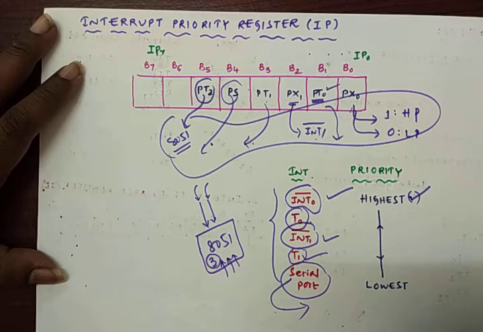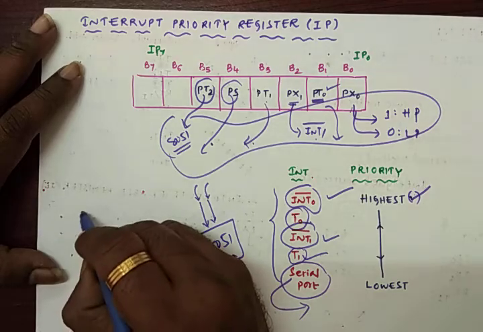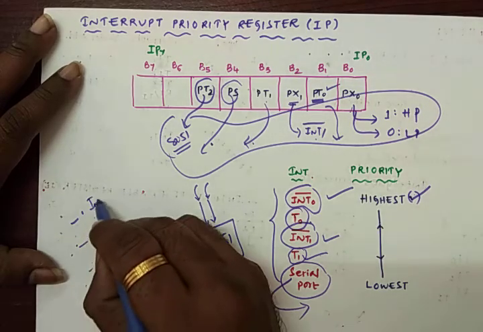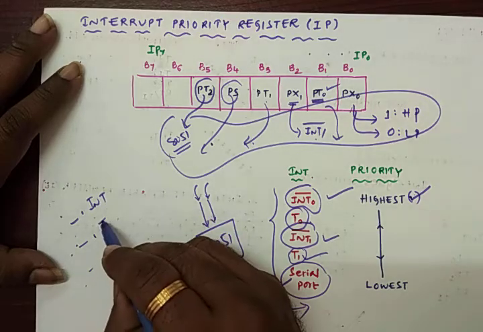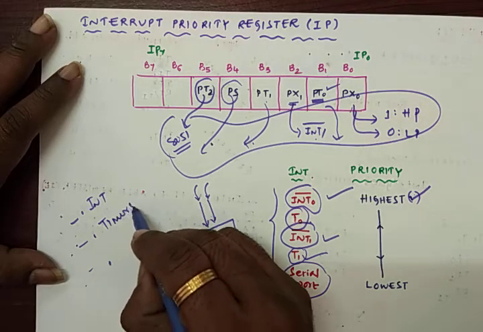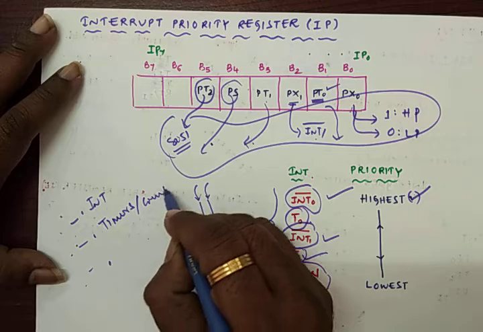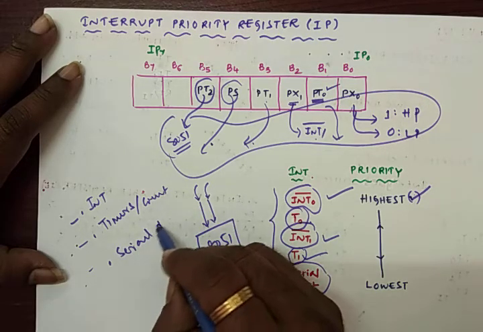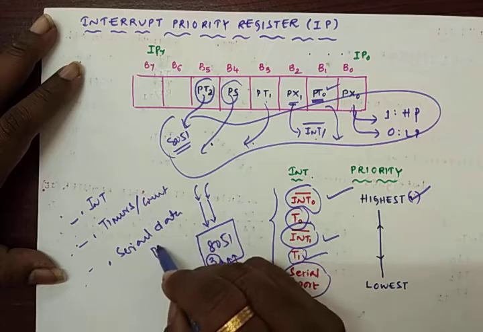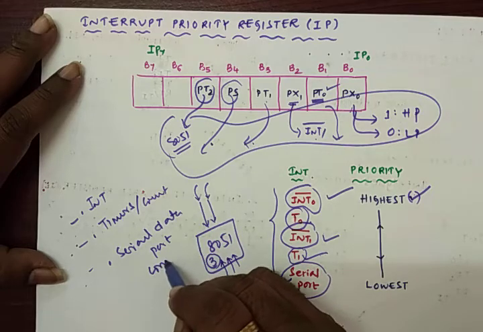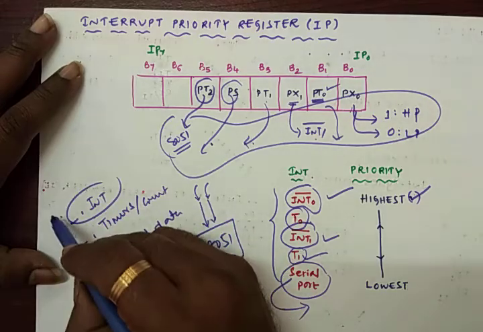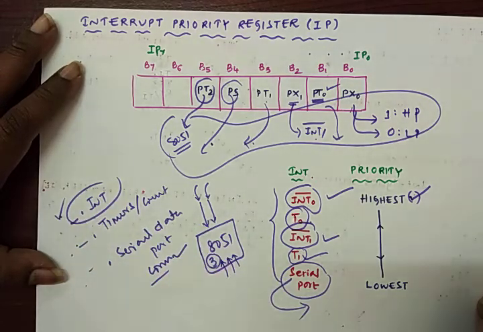And for the 8051 microcontroller, in the 4th unit, only 3 topics are very important. One is interrupts, the second is timers and counters, and the last one is the serial data port, serial port communication. These things are very, very important, and this is completed now.